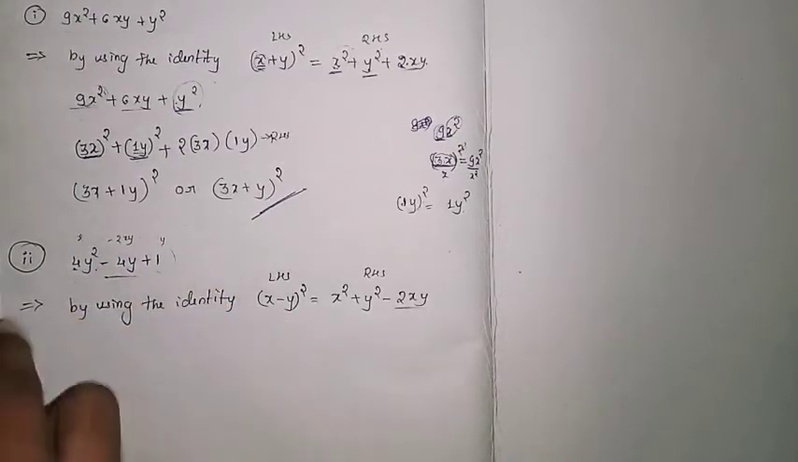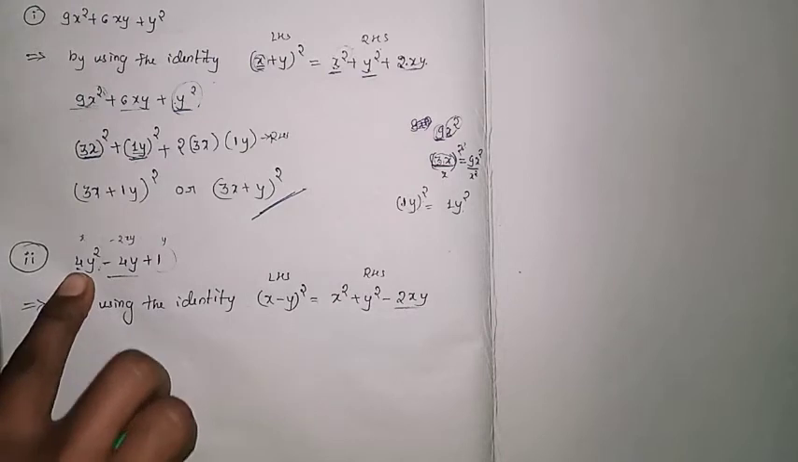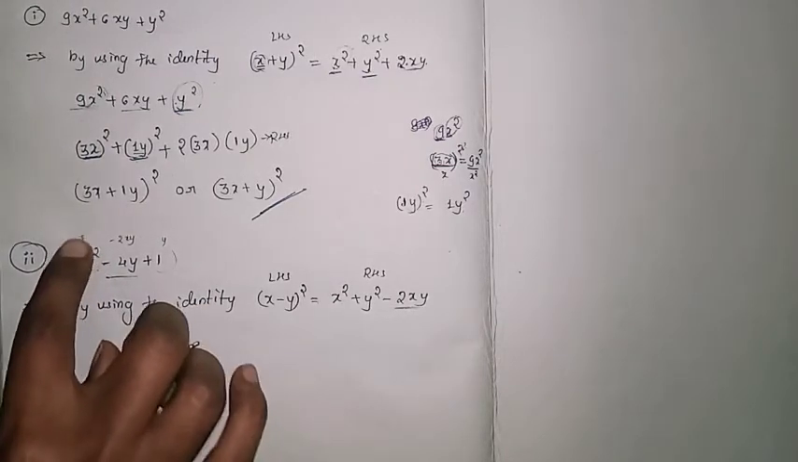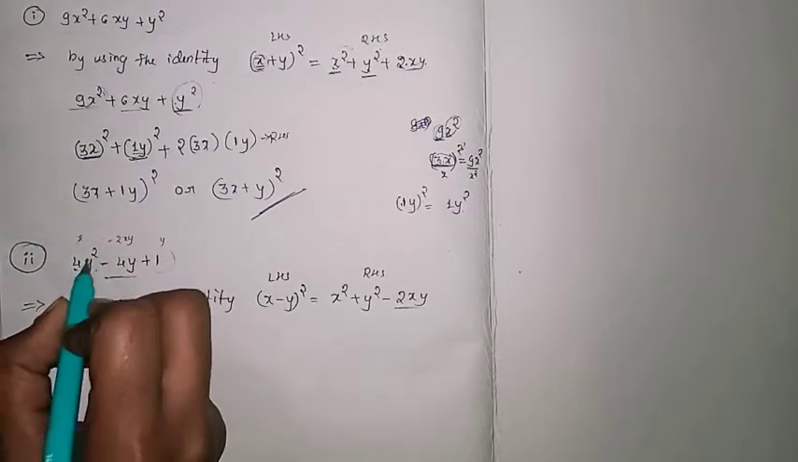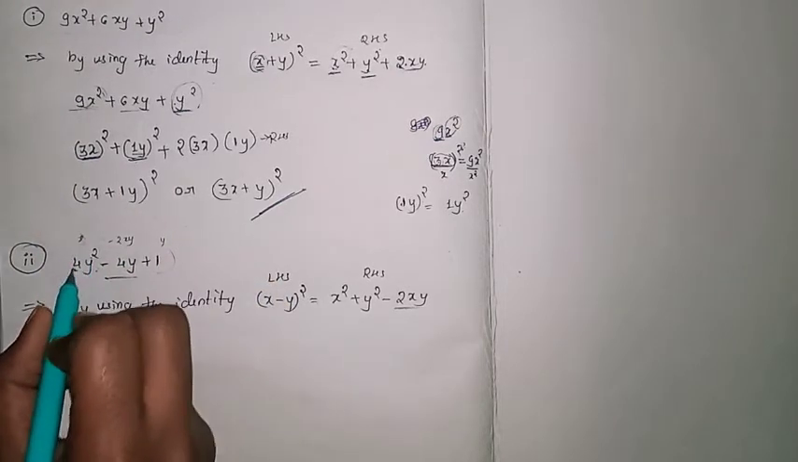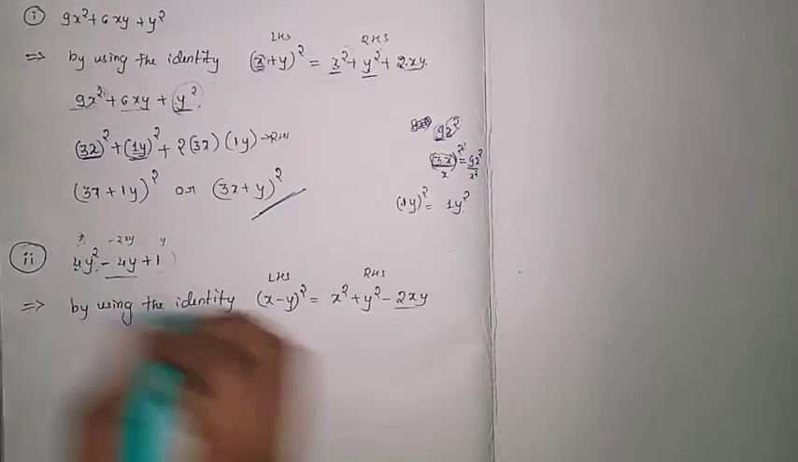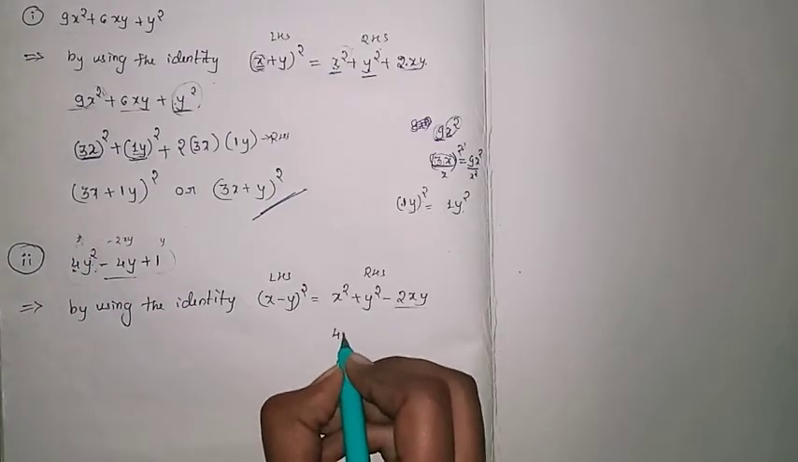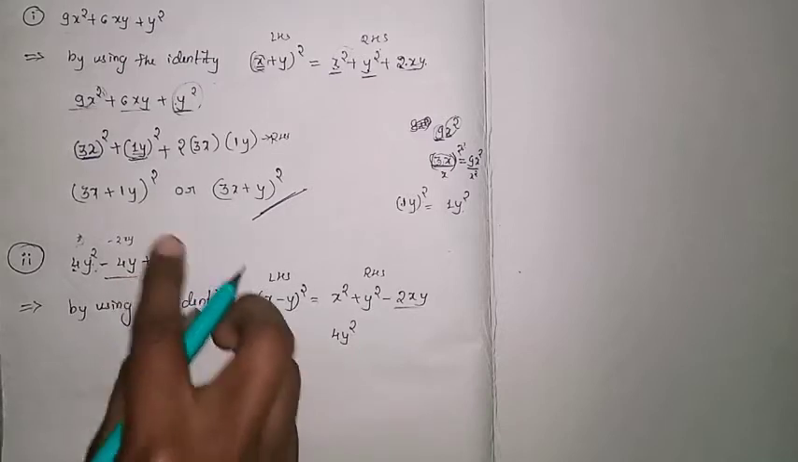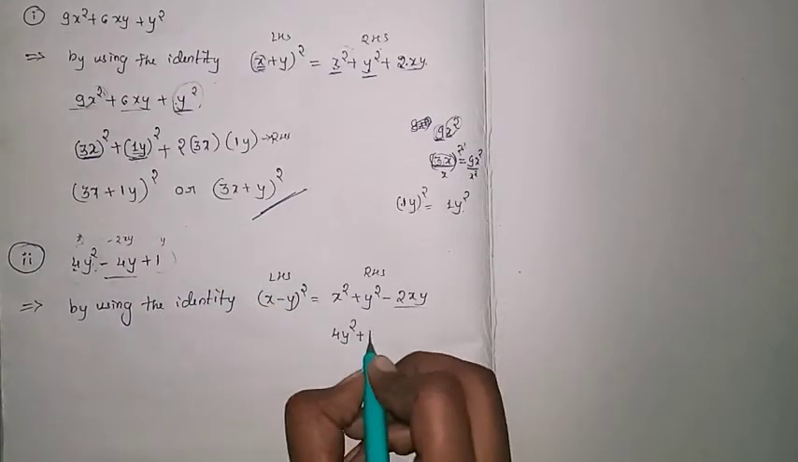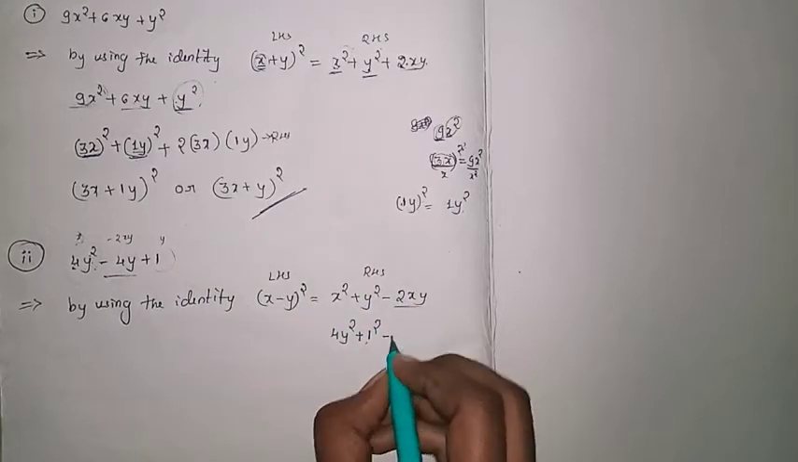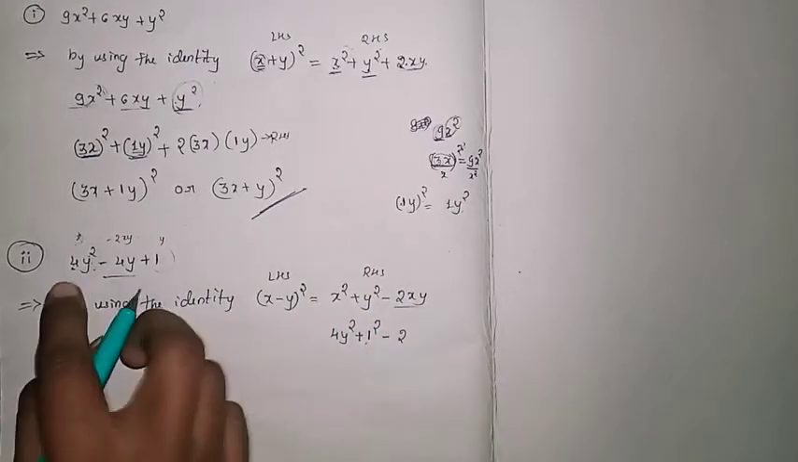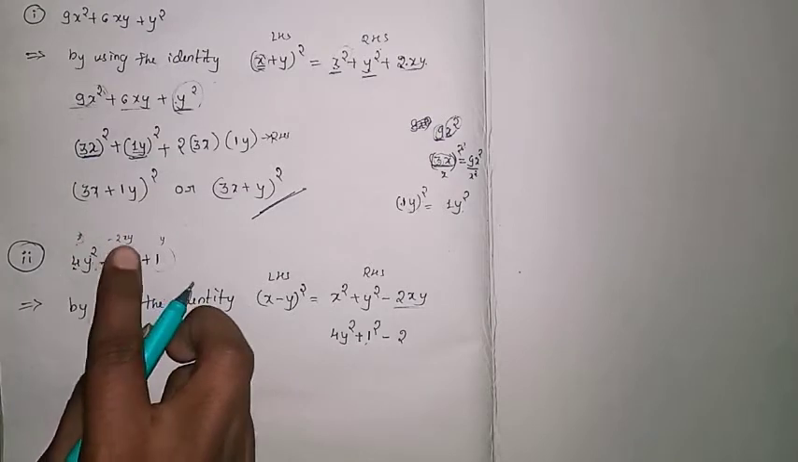Then you have to adjust the x term. As it is the square term, we have to adjust for the x term. It is the square of the term and we have to adjust for the x term. So it is 4y. In place of x, it is 4y square. And in the y term, it is 1 square we will write. 1 square is 1. So minus 2 into x into y we want.